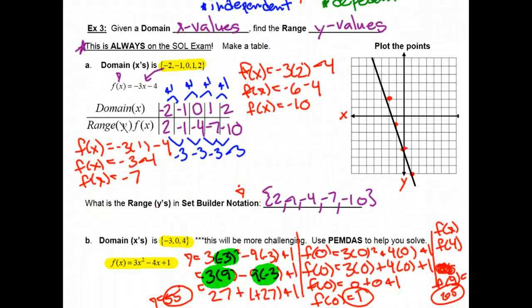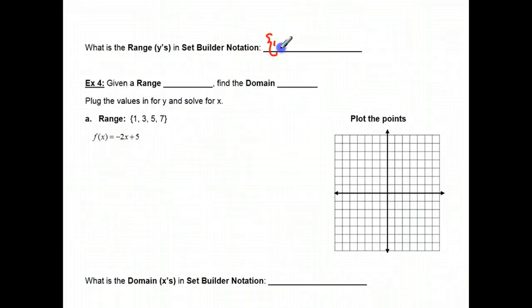We plugged in -3 and got 55, plugged in 0 and got 1, plugged in 4 and got 65. So we're going to say 55, 1, and 65. That's the range. Those are the y values we got when we plugged in the domains.